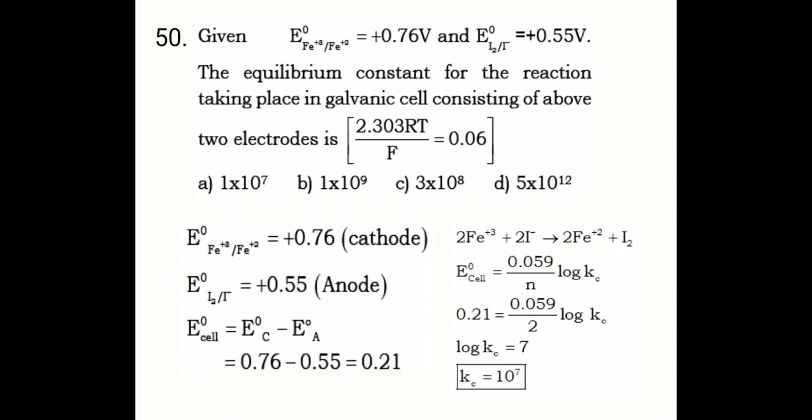Otherwise you can calculate like this. Here 2 into minus 1 is 2 minus, and here it is 0. 0 to minus 2 is a 2 unit change. Hence remember, the answer for the n value is 2. If the n value is 2, substitute this and you are going to get the answer as 10 to the power 7. So the answer is A.